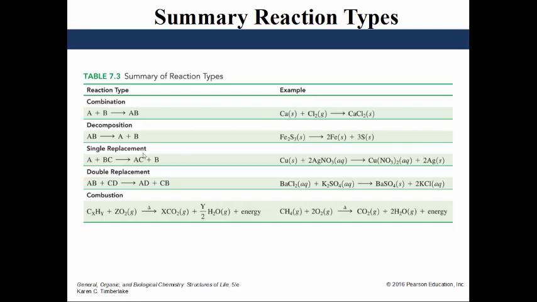A single replacement, A plus BC. Those reactants will break down to give you the products AC plus B. So we're just using regular letters. A is by itself, and you have BC together. But as a product, A and C now are together, and B is by itself. You are switching places here. One element has been swapped out.